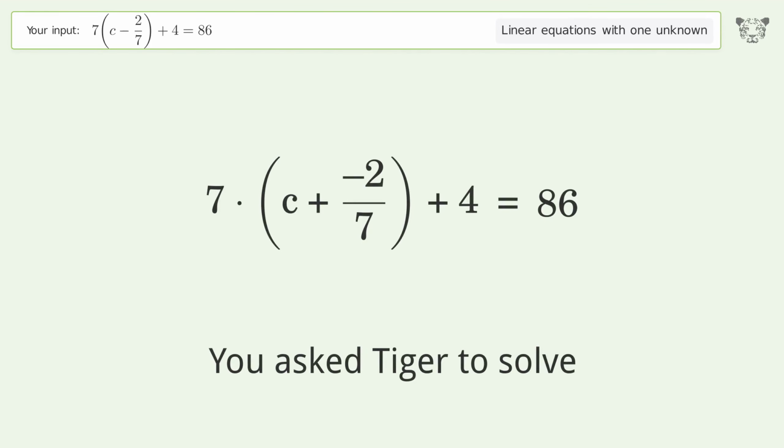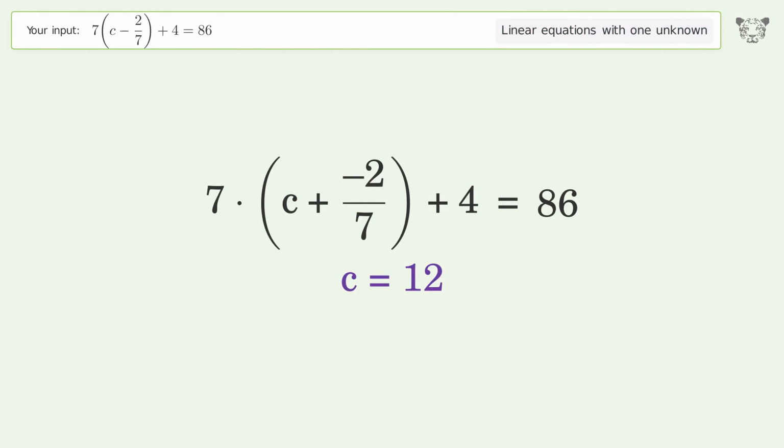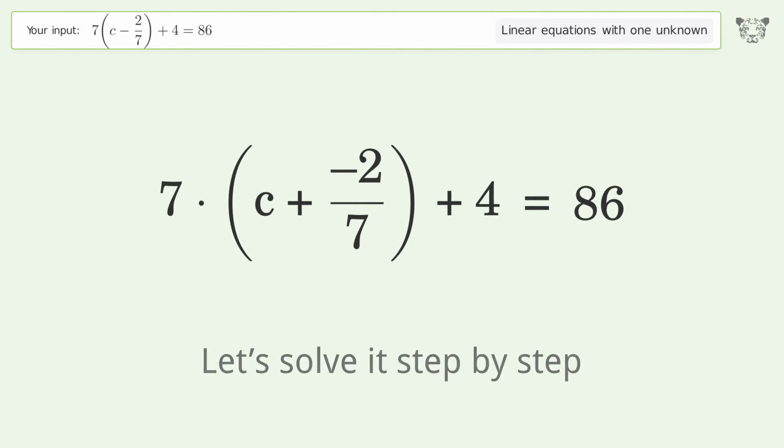You ask Tiger to solve this. It deals with linear equations with one unknown. The final result is c equals 12. Let's solve it step by step.